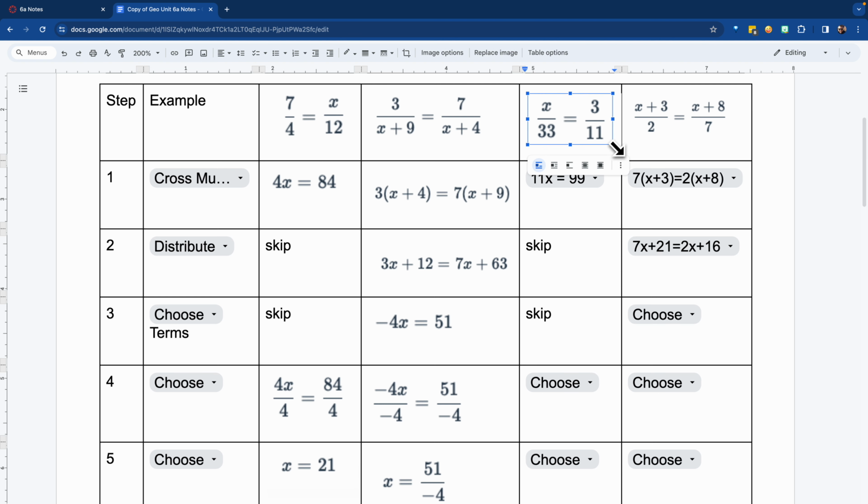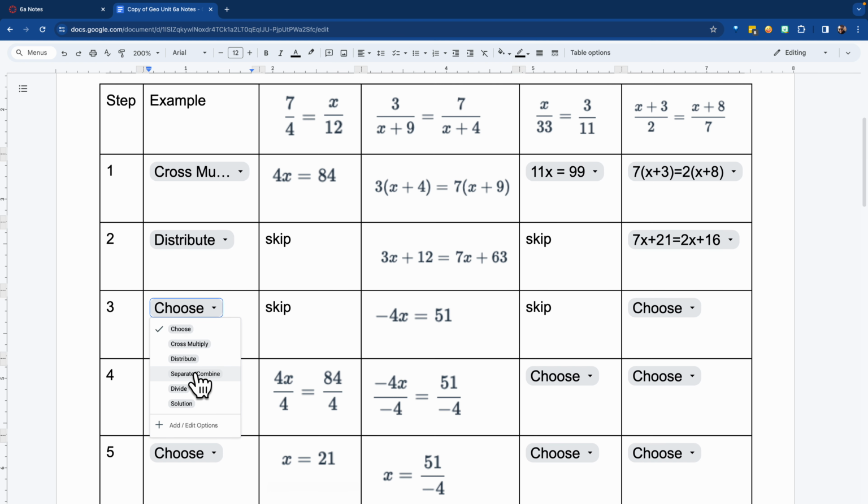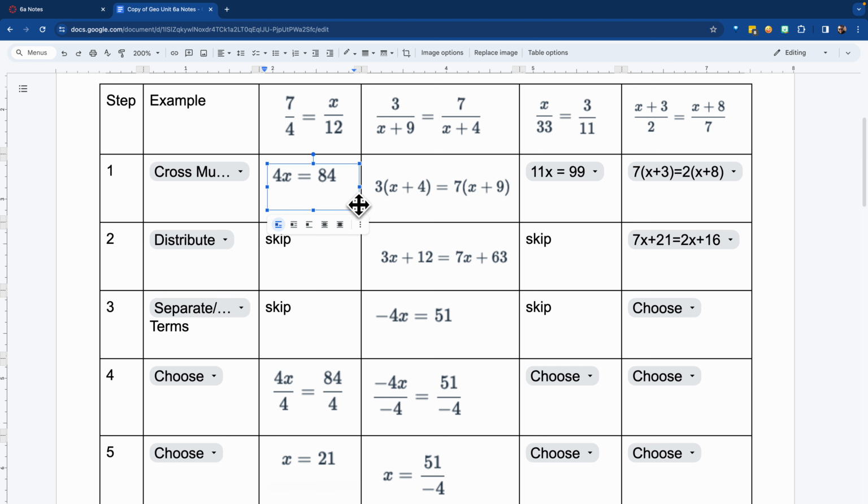All right, now the third step. I have things multiplied, no more fractions. My fractions are gone. But at this point, I'm going to separate or combine terms. What I want is the x's with the x's and the constants, or the numbers, with the numbers. So I'm going to separate and combine. Now that's already done when it says 4x equals 84. So when it says skip, it's really just saying I already have this done. I don't have to redo it.